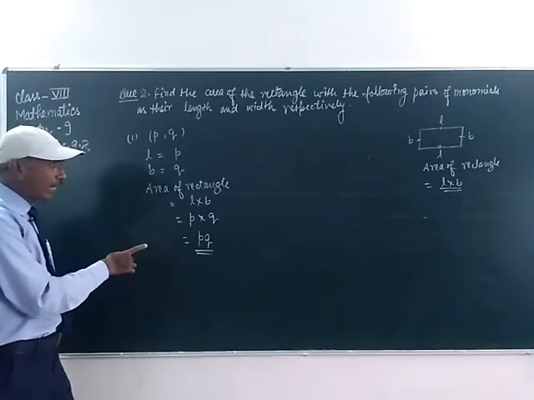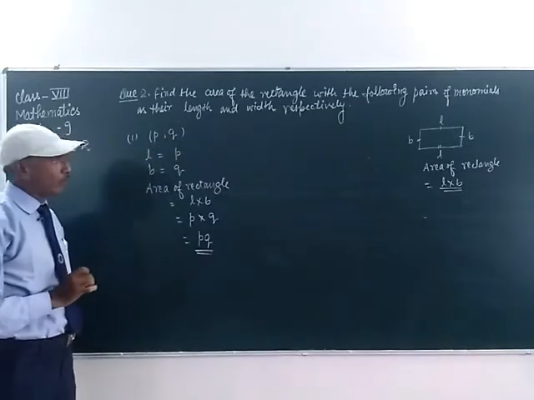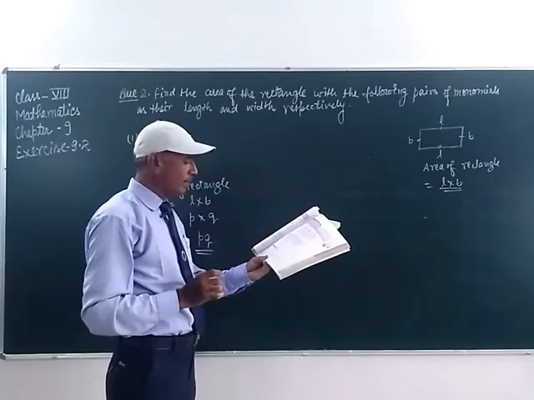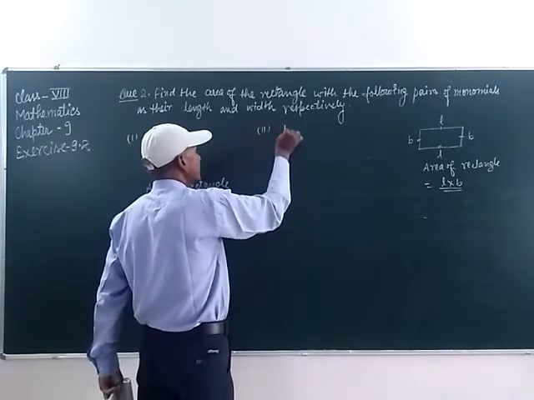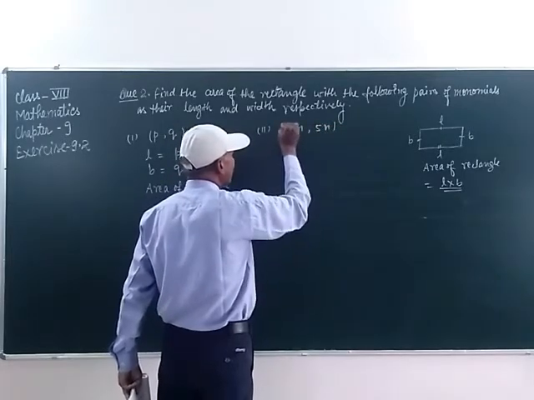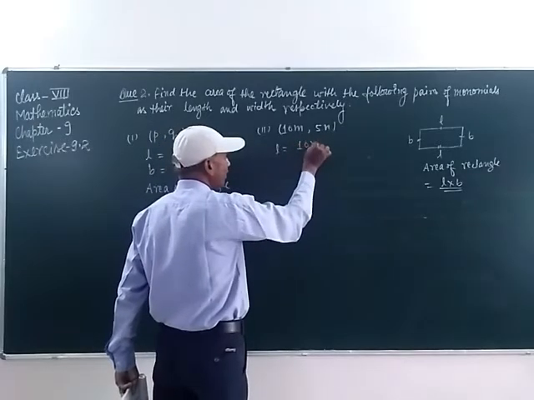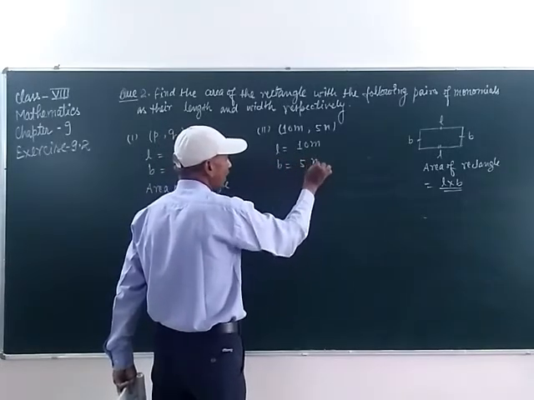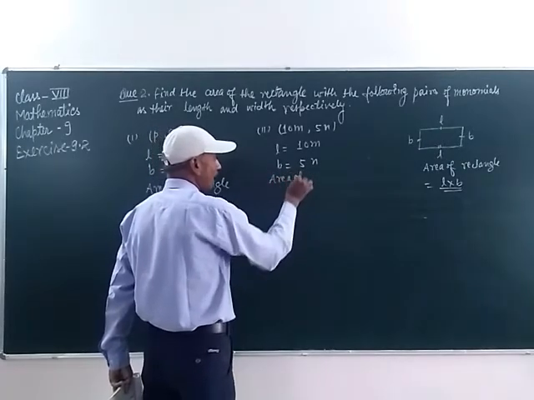This one will be the area of a rectangle whose length is P and width is Q. Now the second pair is 10m and 5n. So student, L, it means length, is given, that is 10m, and the width is given as 5n. So we have to find the area of the rectangle.